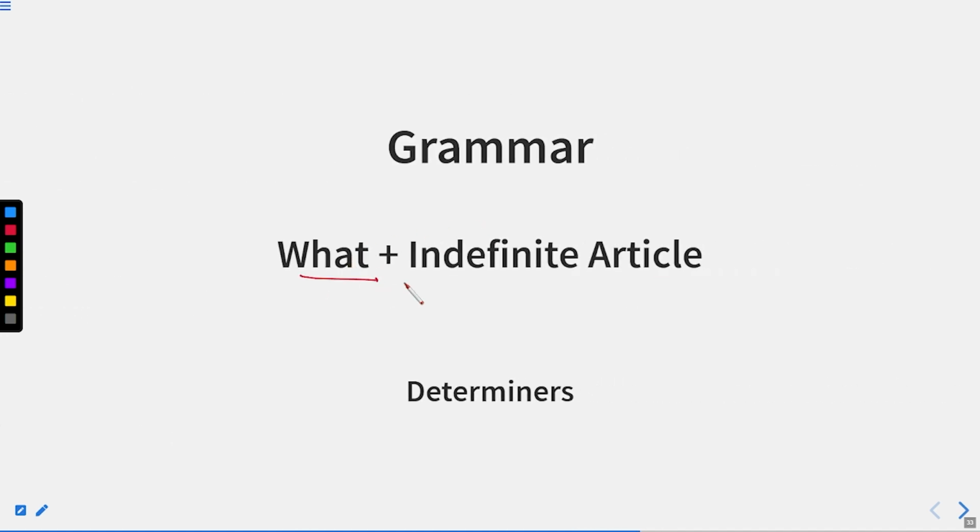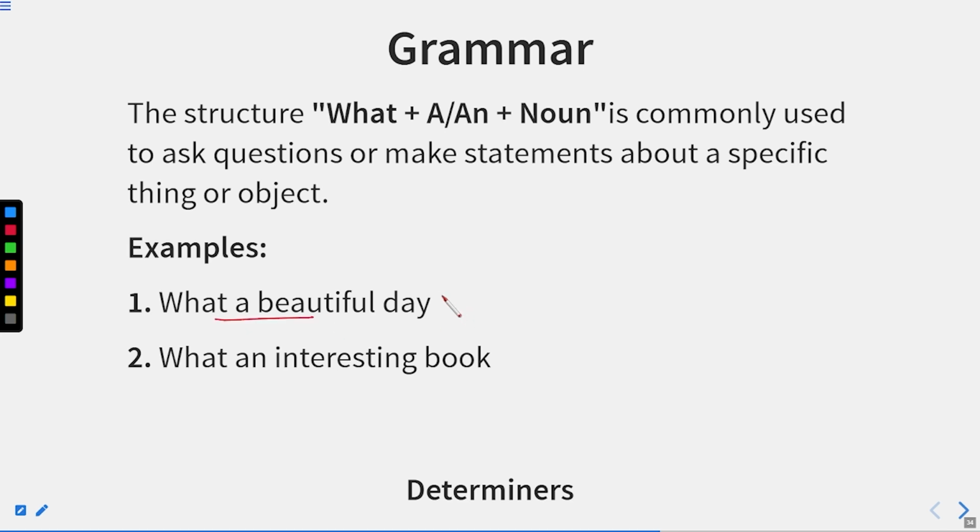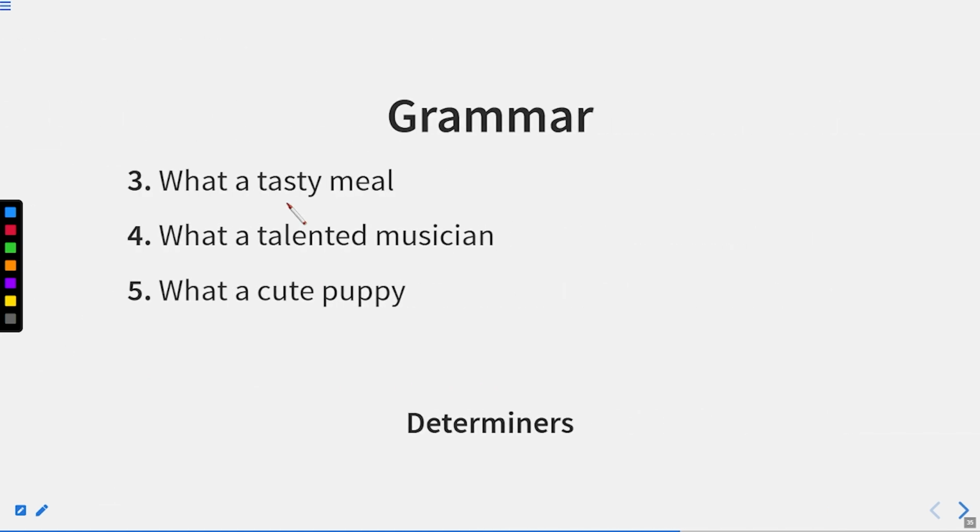Now, if we have a structure what plus indefinite article, let us take some examples. What a beautiful day. So we are just exclaiming about the day, that what a beautiful day it is. What an interesting book. So again, we are exclaiming about the book. What a tasty meal. What a talented musician. What a cute puppy. So we are just emphasizing, or we are just making exclamations about these nouns, about the qualities of these nouns, and we are using these words along with indefinite articles.